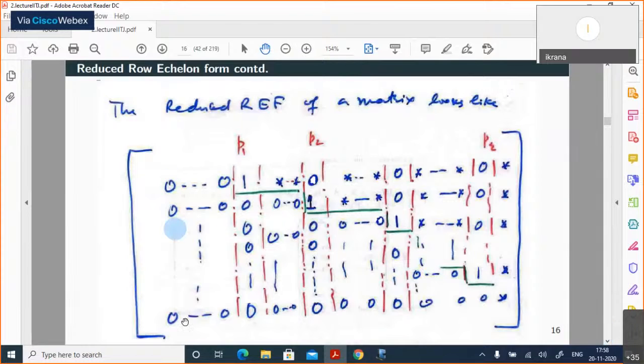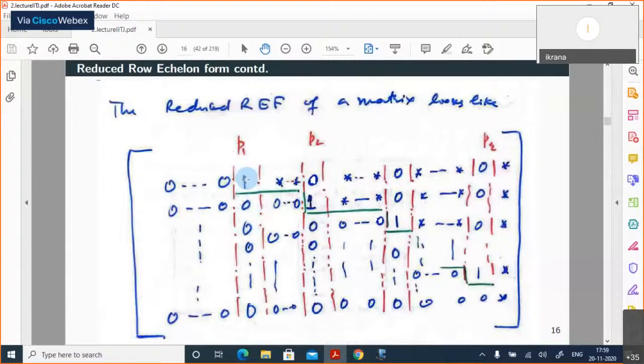Maybe the first column is 0, the second column is 0, and so on up to P1. The P1th column has a non-zero entry, and that is 1, and everything below that is equal to 0. Note that P1 is not equal to 1 here; in this picture P1 is strictly bigger than 1. Of course, P1 could be 1, but here P1 is not equal to 1. And everything else in that column is 0.